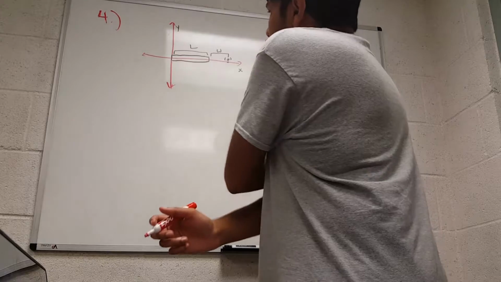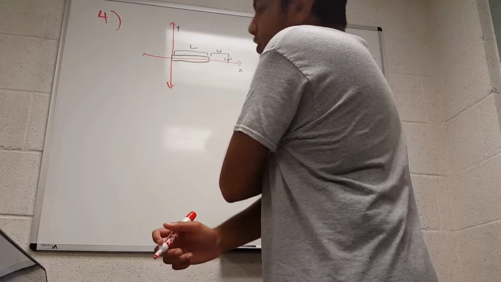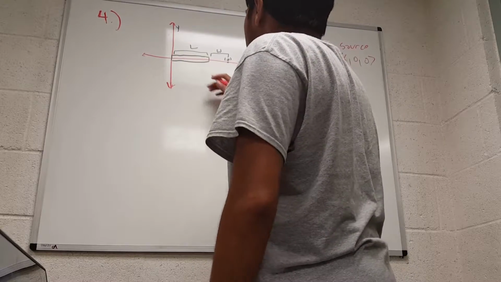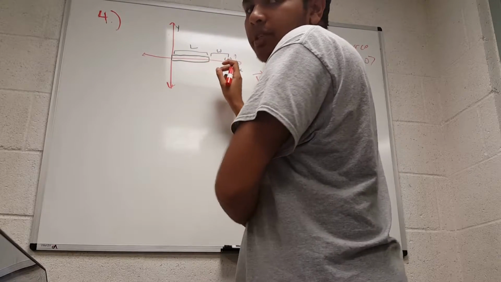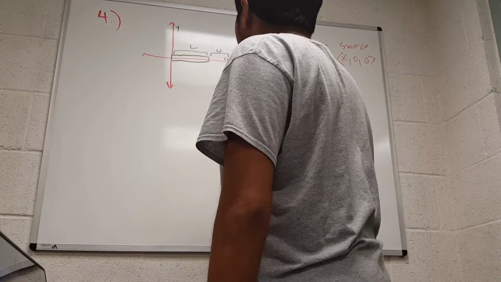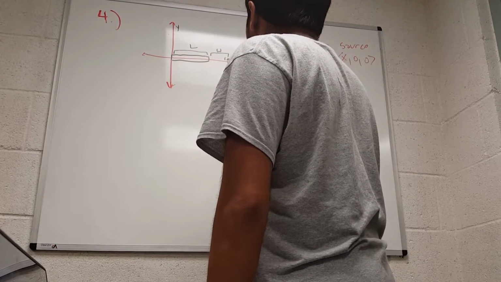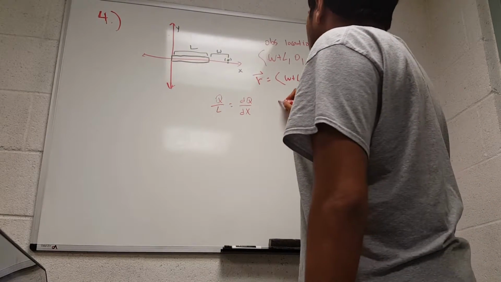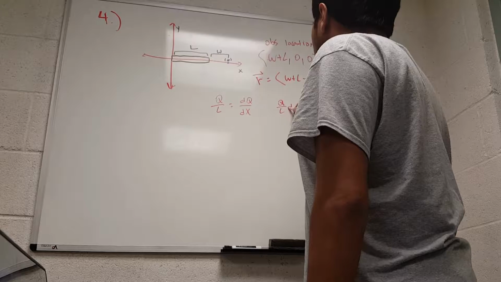And then if you're integrating each charge on the rod to determine what the total rod is, you have to determine a charge in an infinitesimally small part of the rod. And then that is just a linear charge density, which is Q over L is equal to dq over dx. And then you know that Q over L dx is equal to dq.